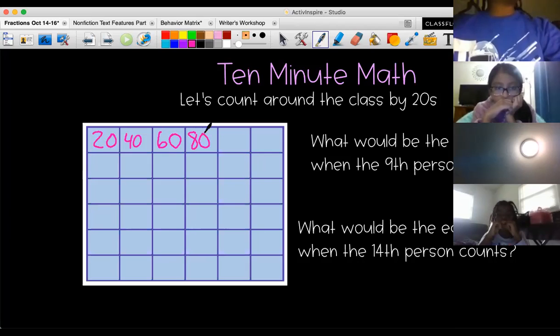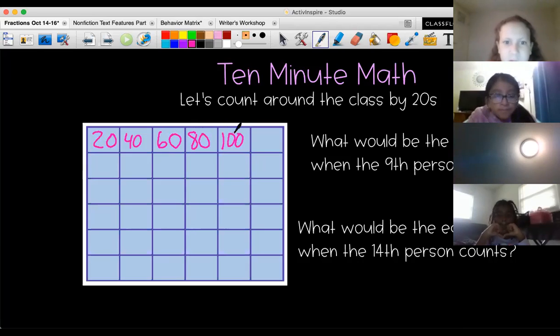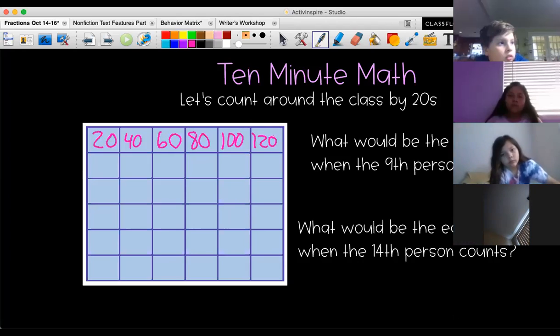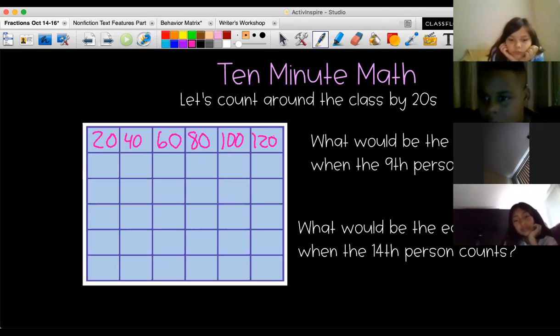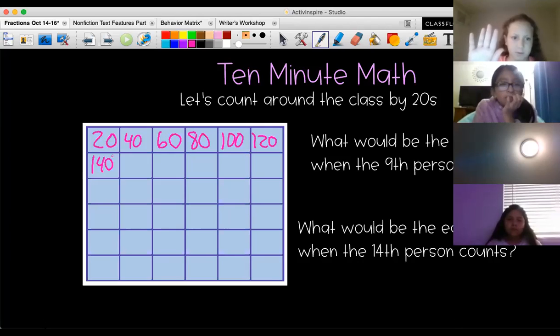We're counting by 20s, and our last one was 80. What comes next? 100, yep. Nia, what's next? 120. Corbin, what's next? 140. Junia, what's next? 160. Good job. Guadalupe, what's next? 180. Yep, 180. All right, we're gonna pause right there.